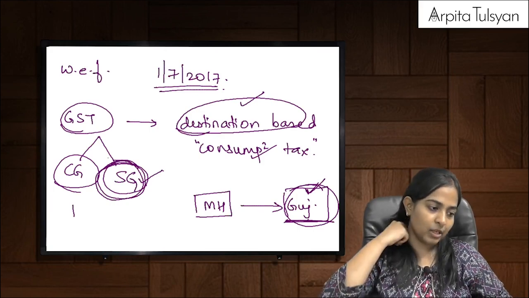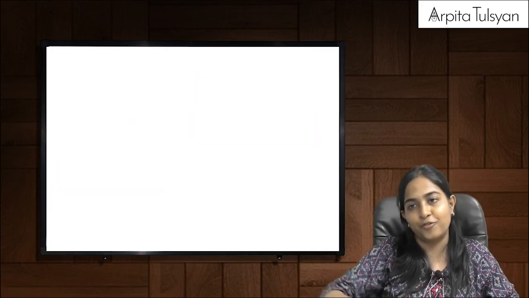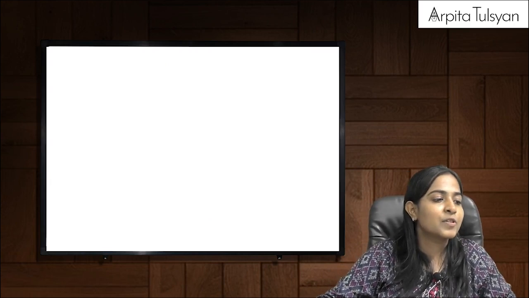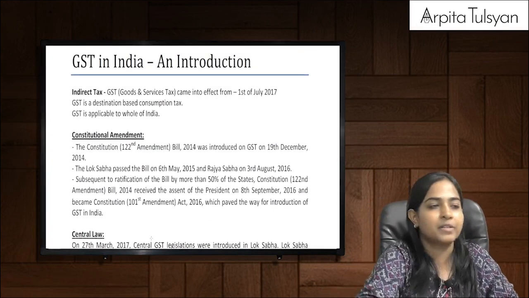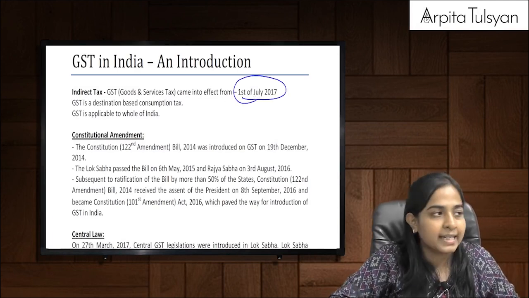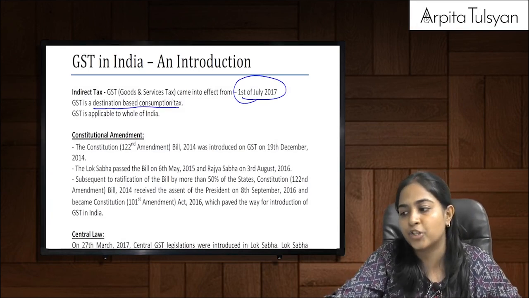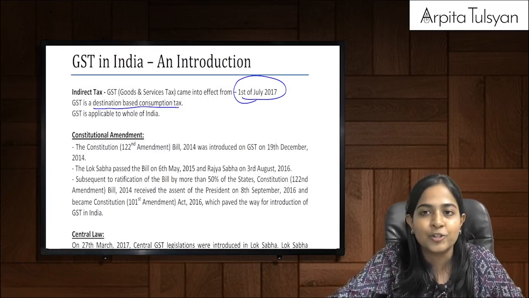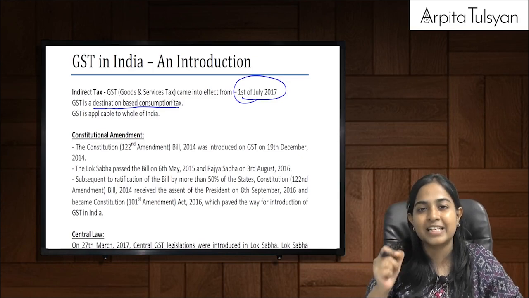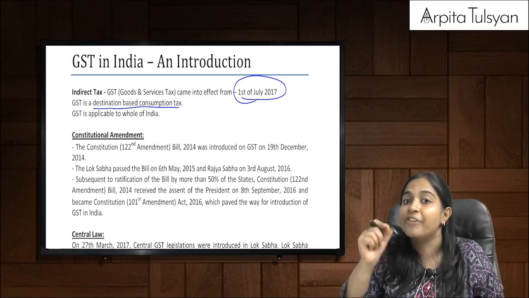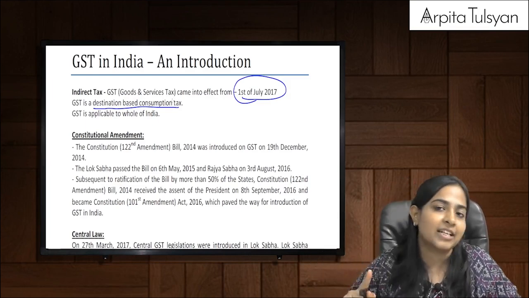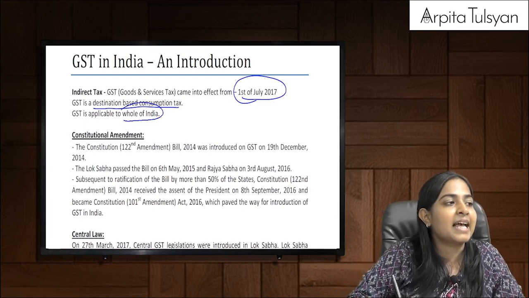Yes? Okay, fine. Now let's go to the history of GST. I'll just show it to you from the notes itself because it is going to be the same thing. Another thing, this we already know, 1st July 2017, it is a destination based consumption tax. So whenever I ask you GST is which type of tax, you should be able to tell me that, ma'am, it is a destination based consumption tax, means wherever the goods are going to be consumed, finally that state government will get its share. And GST is applicable to whole of India.